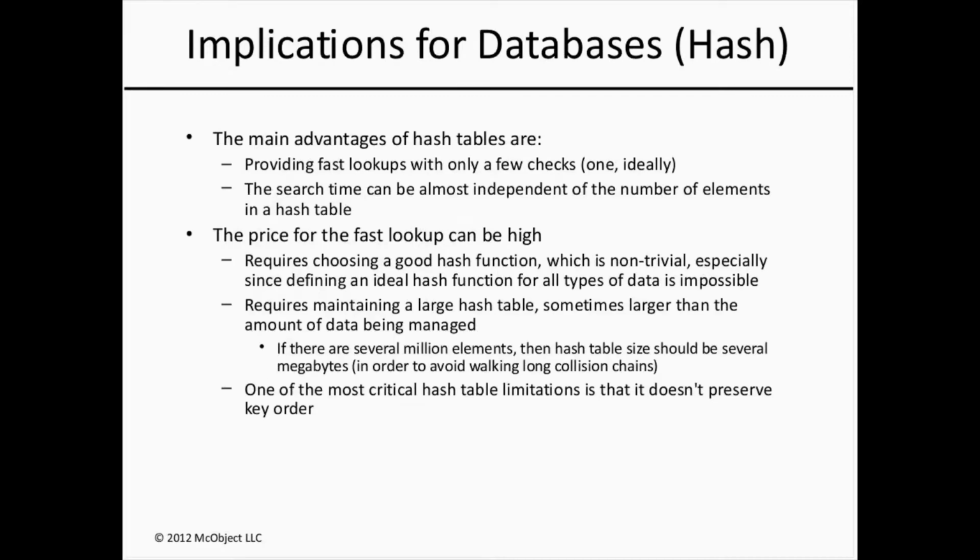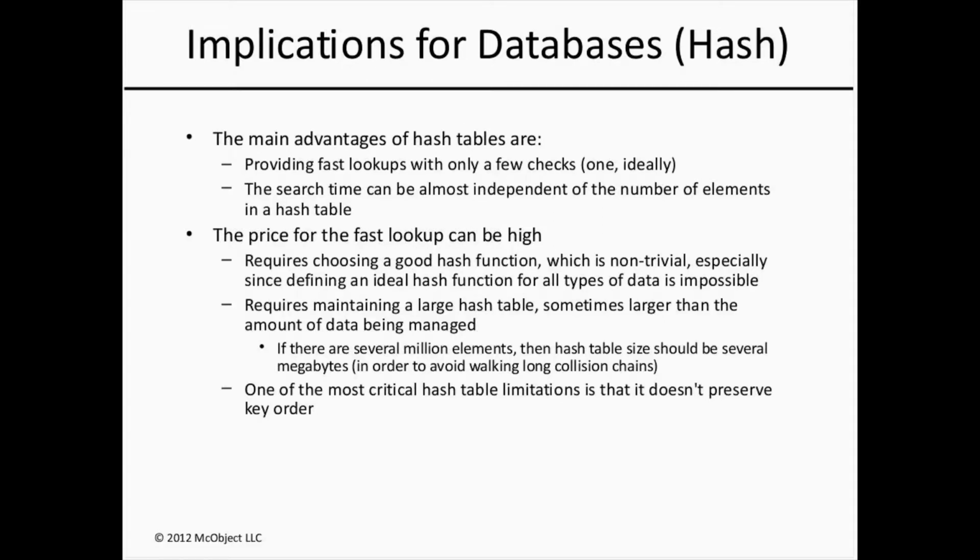The main advantage of hash tables is that fast search times requiring few checks, and ideally just one check, can be almost independent of the number of elements in a hash table. In other words, doing a lookup into a hash table of size 100 is just about the same as doing a hash lookup into a hash table of size 1 million. But the price for that advantage is high. First, it requires choosing a good hash function, which is non-trivial, especially since defining an ideal hash function for all types of data is really impossible.